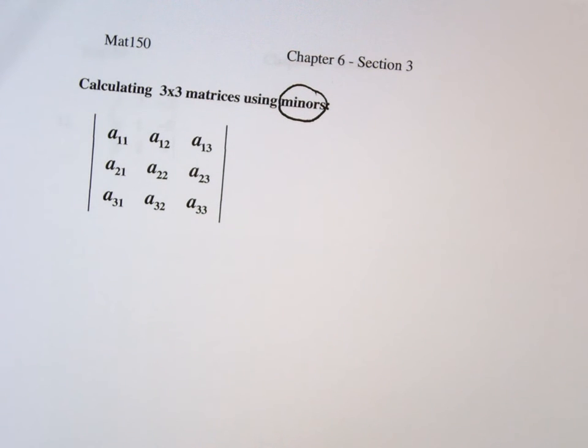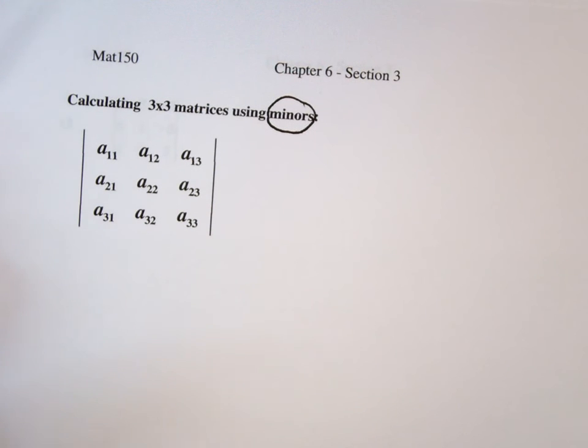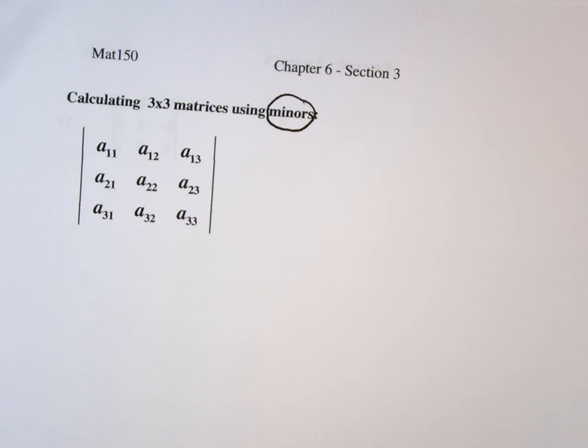Remember, if we're doing a 2 by 2, it's down minus up. We don't have to worry about whether we're adding or subtracting. The rule tells us that. But we can actually go through and choose any row or any column and expand, or calculate out, a particular determinant using minors.